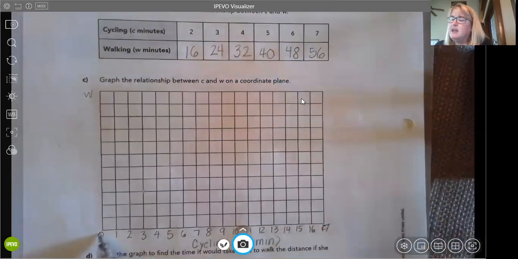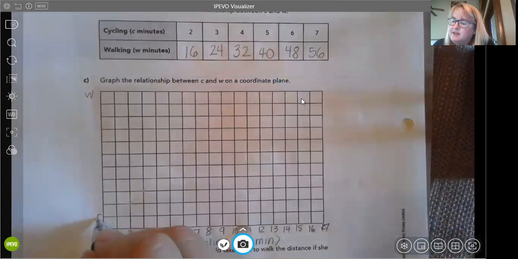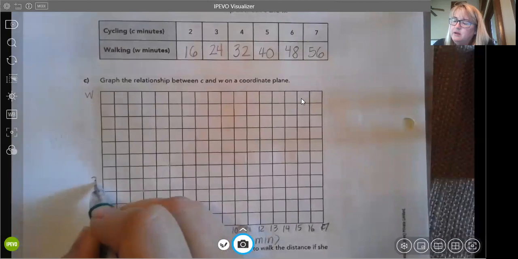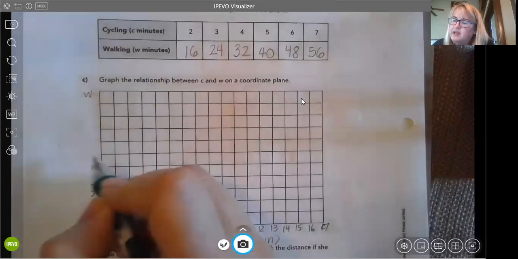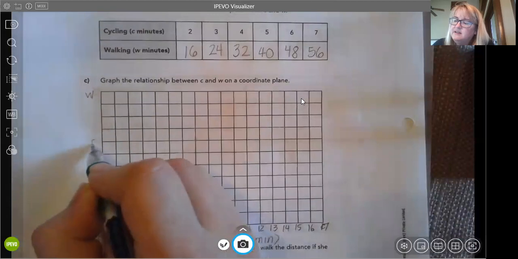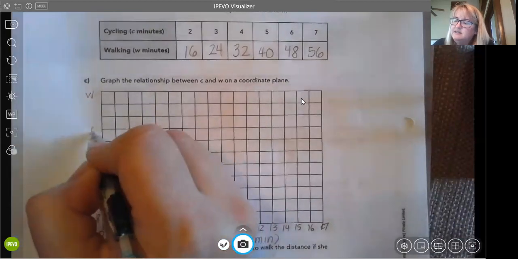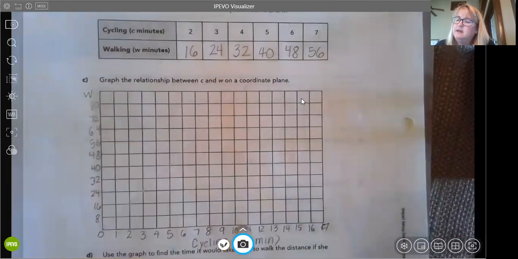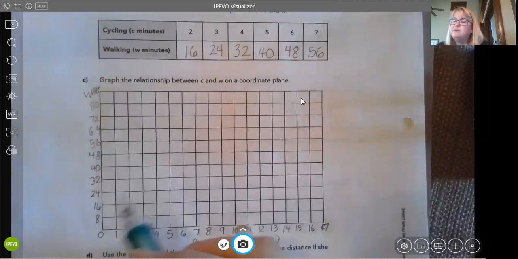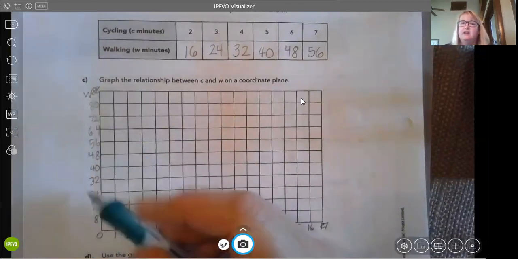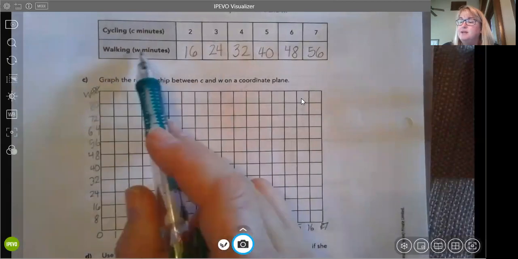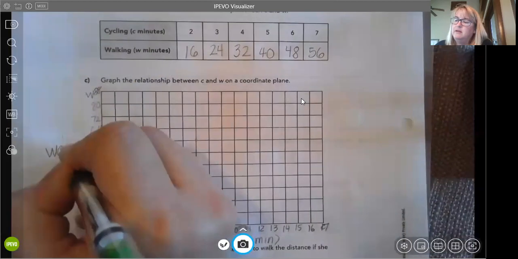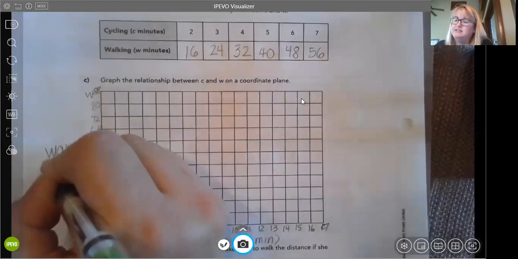So if this is 0, we're going to count by 8s. Right up here, this would be 8, 16, 24, 32, 40, 48, 56, 64, 72, 80, and 88. And now we need to tell what these numbers stand for. These numbers stand for the minutes it takes to walk. So we are calling this walking, and write in minutes.